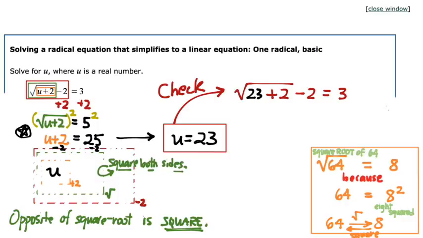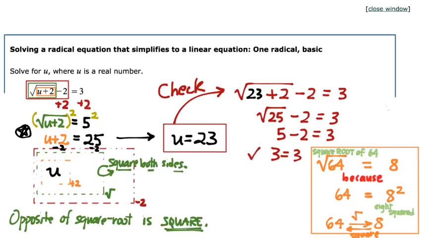And again, order of operations works from the inside of our grouping symbols outwards. So underneath the radical is the first thing we do. Square root of 25 minus 2. What's the square root of 25? 5. And 5 minus 2 is in fact 3. So we did find a solution to this equation.